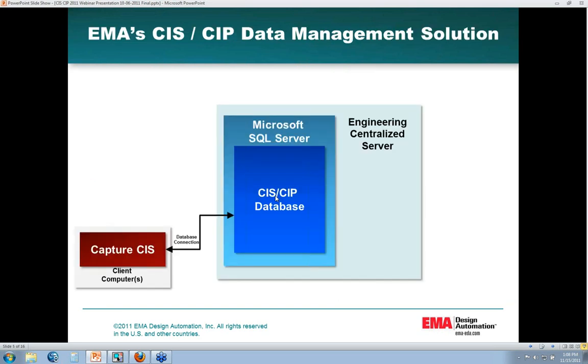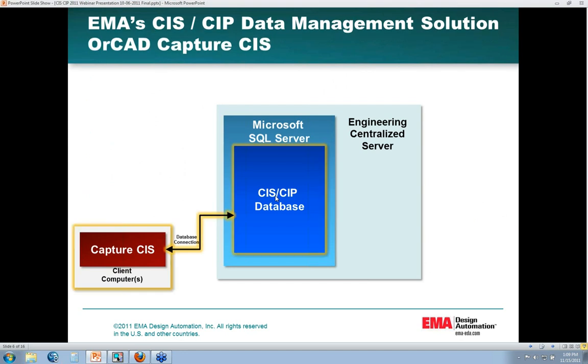Okay, the EMA solution utilizes CIS with CIP, so OrCAD Capture users can now have a way to solve these types of issues, plus address many more. The first component of our solution is going to be OrCAD Capture CIS. CIS, which is an add-on to Capture, gives the Capture user a way to manage their electronic parts on their Capture designs.